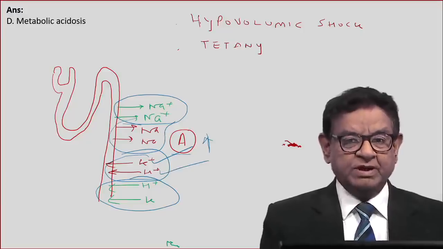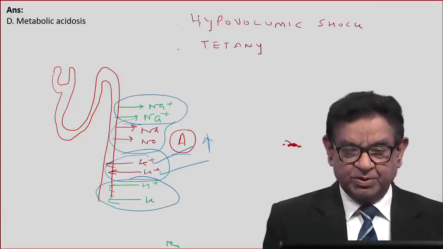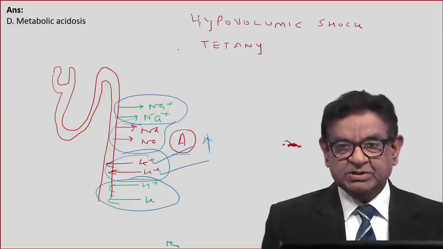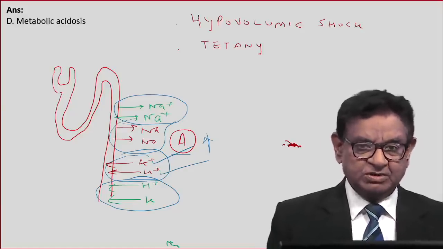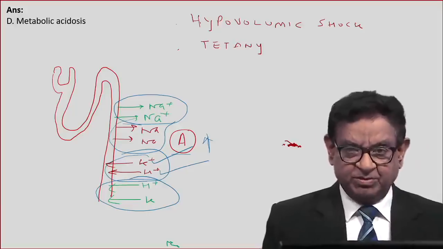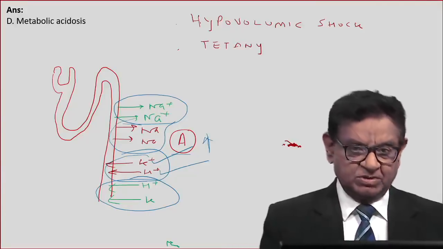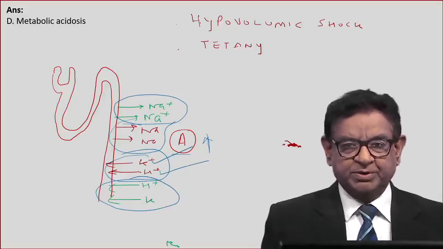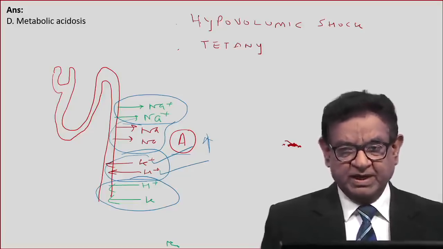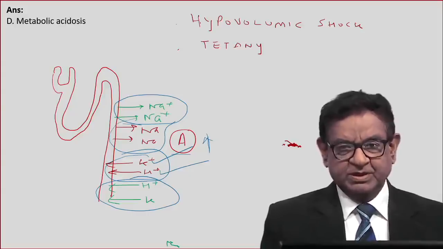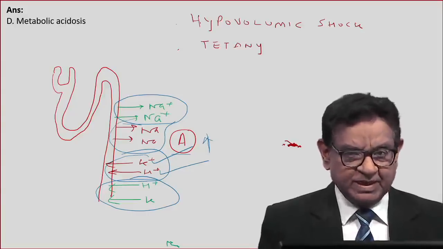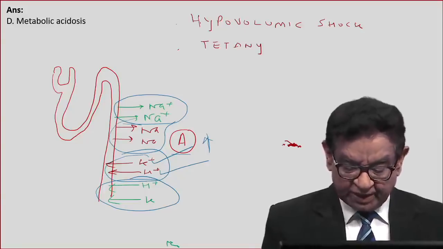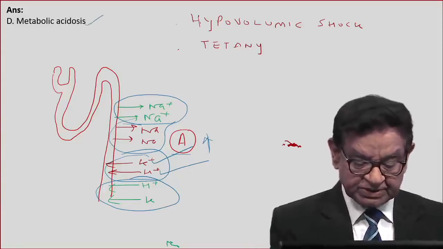So hypokalemia occurs mainly due to tubular secretion, but as far as metabolic alkalosis is concerned, it occurs due to loss of acid in the stomach due to vomiting, as well as loss of H ion in the tubule also. So both contribute to the formation of metabolic alkalosis. Okay, so obviously metabolic acidosis will not happen. So now you are clear about why the answer of this question is D.